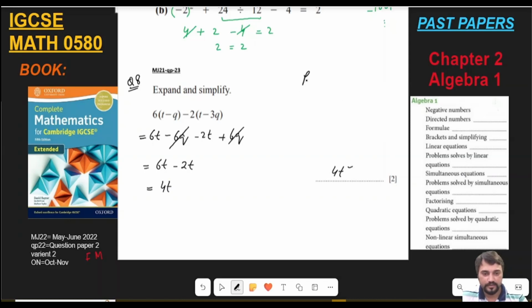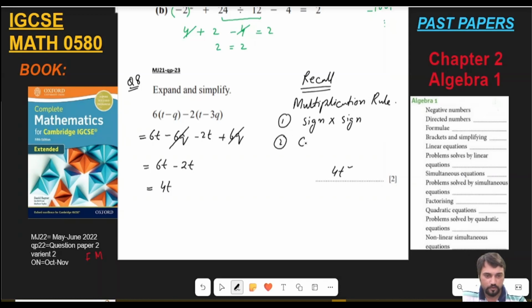Okay, I'm gonna recall it. And what is it? Multiplication rules. And what are those? Number one, we first multiply sign, that is the both signs, sign into sign. Second is coefficient into coefficient. And the third one is variable into variable. Variable means unknown. Variable into variable, and we apply the base rule.